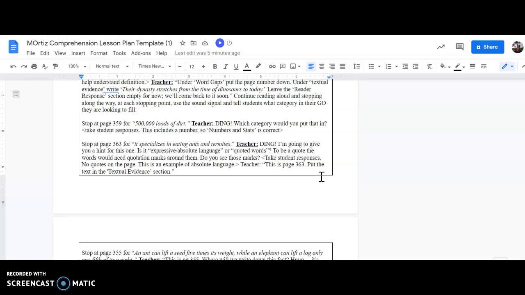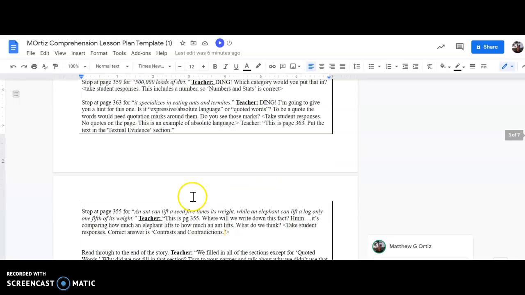All right. If it's going to be quoted words, we're going to have those quotation marks, all right? Do you see quotation marks? Wait for them to assess, and then take an answer. No, we don't see that. So it's absolute language, okay? Make sure we're putting that in that same section. Note the page, all right, as well as the textual evidence section. We're getting a sentence or at least a few words in there we'll come back to and elaborate.